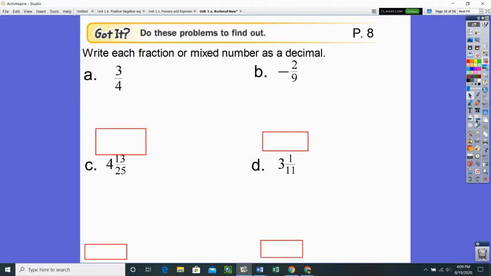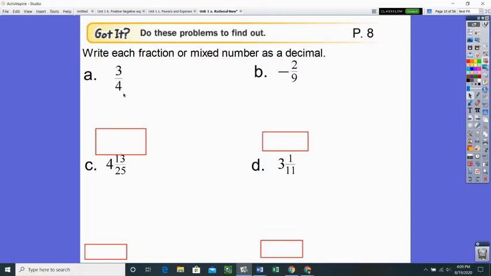So what I'd like you to do is pause the video, and in your textbook, write the decimal for each of these fractions, and then when you're ready to go, hit the play button, and we'll come back and check how you did.